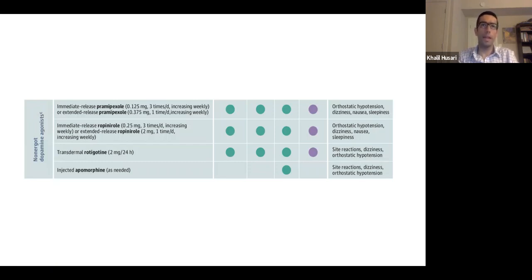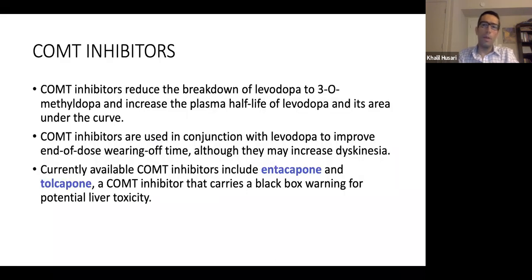ropinirole as well. We have the COMT inhibitors, which reduce the breakdown of levodopa to 3-O-methyldopa, thereby increasing the plasma half-life of levodopa and its area under the curve. So COMT inhibitors should not be used alone. They are an adjunct therapy, right? So they are usually used in conjunction with the Sinemet.